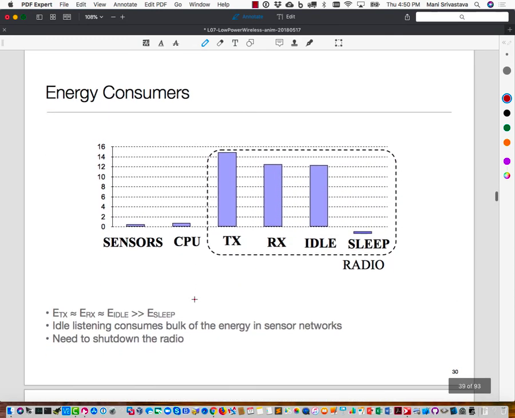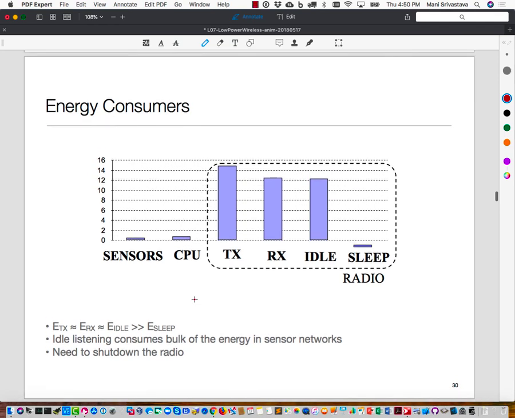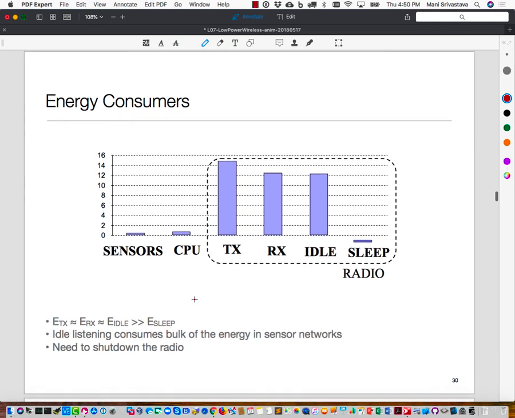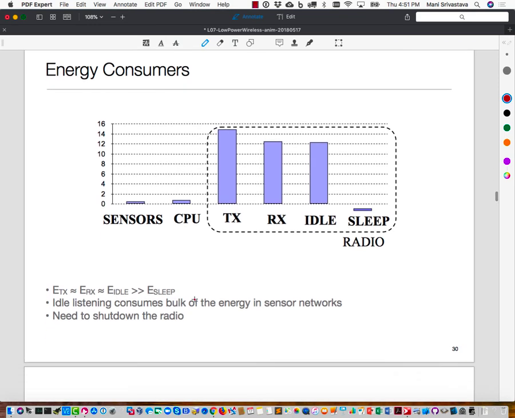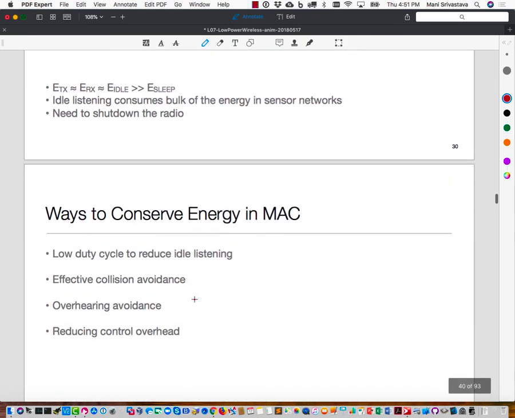So first thing to keep in mind is, again, the challenge that we face is that whenever you have active radios, you tend to be dominated by communication power a lot. In a lot of these cases, your communication dominates, and then within that, receive is a very significant part, if not the dominant part.